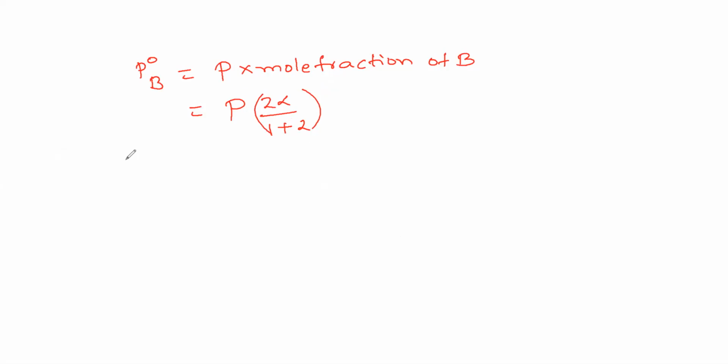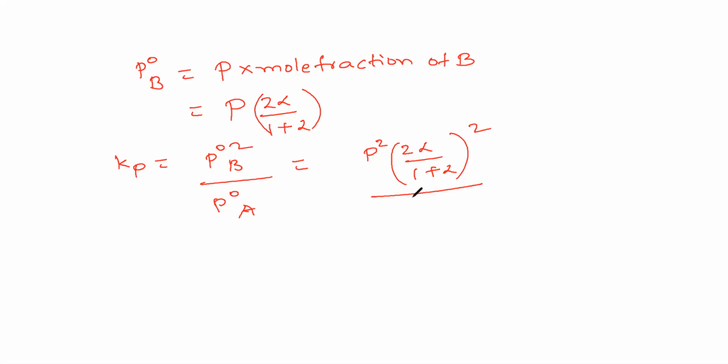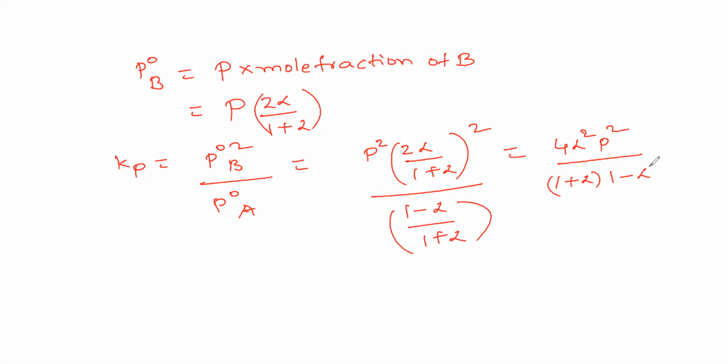Now substituting the values. For this reaction, what is Kp? Kp is equal to the partial pressure of B squared by the partial pressure of A. So we can take it as P squared into 2 alpha by 1 plus alpha whole square, divided by 1 minus alpha by 1 plus alpha, because the partial pressure of A is P into 1 minus alpha by 1 plus alpha. So this is clear. 4 alpha square P square by 1 plus alpha into 1 minus alpha. I'll write it here to make it more clear, so please note it down.